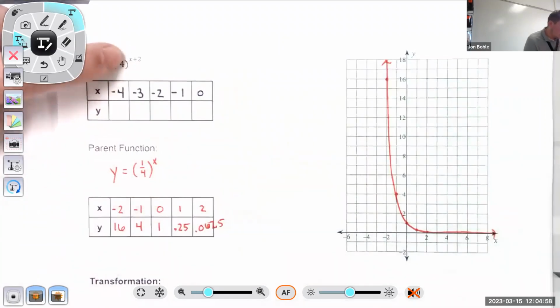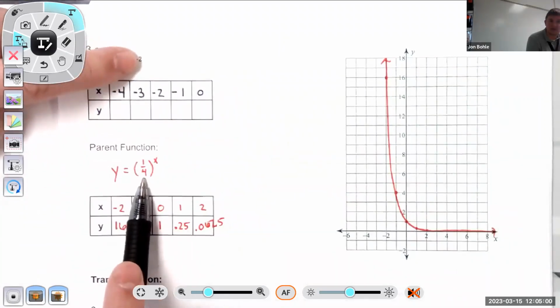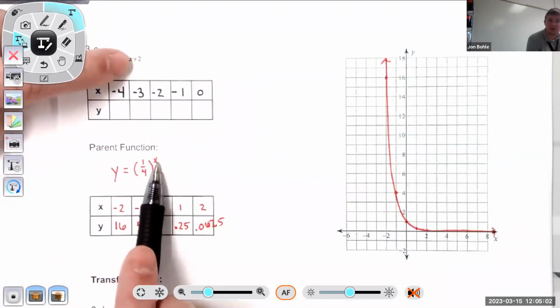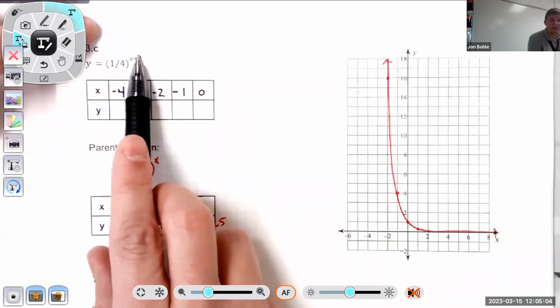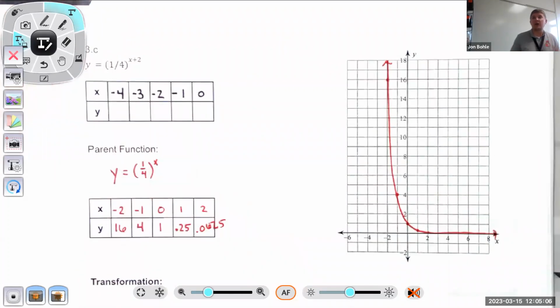Because look, the only difference between the parent function and this one is there's a little +2 in the exponent. So what we're interested in is not that A value at all. We're interested in what that +2 inside the exponent does to our graph. So let's find out.